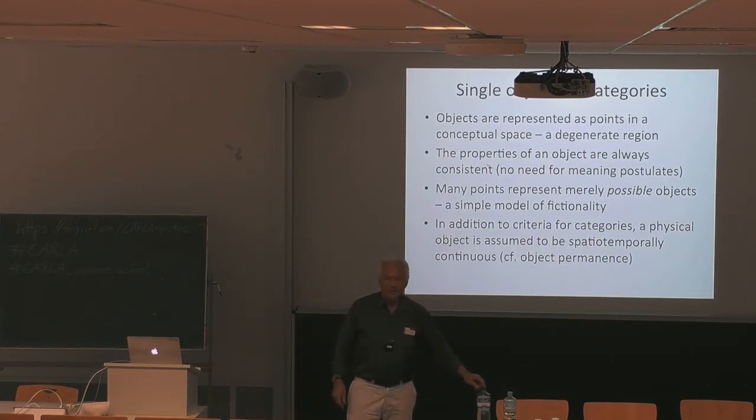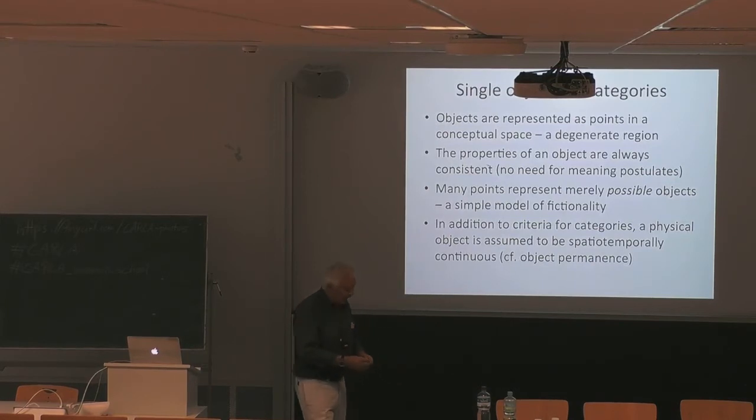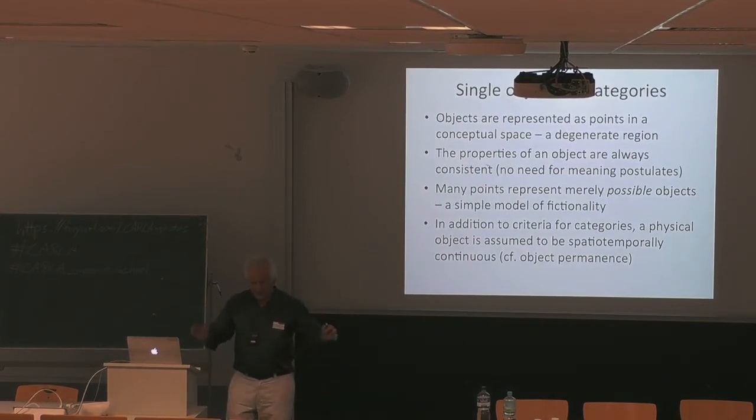But this is something I could model, because a physical object has a location. And I can follow the trajectory of an object in space, in the product space of space and time. And then object permanence means that this trajectory is a continuous path. That's what it means. So I can give some kind of modeling in terms of conceptual spaces.